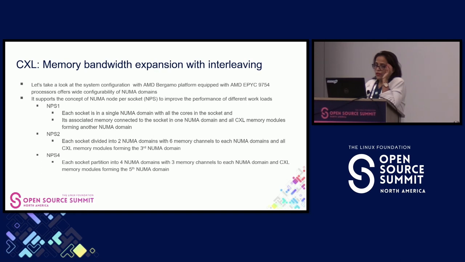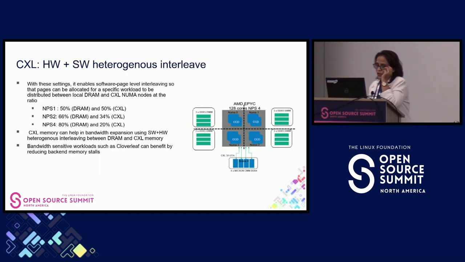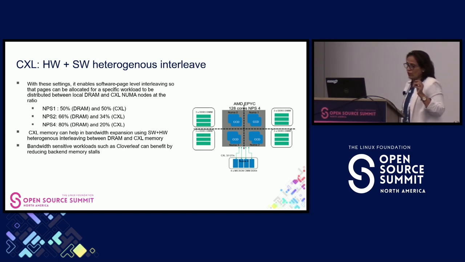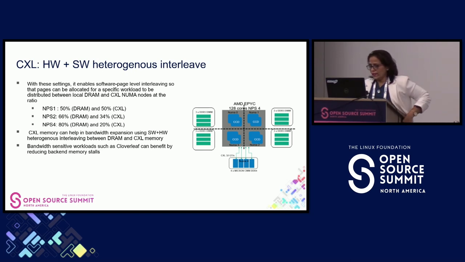And in the case of NPS 4 configuration, the socket is partitioned into 4 NUMA nodes, with each domain getting 3 memory channels, and a 5th NUMA node is created for the CXL memory module. So this is how the configuration can look: 4 NUMA nodes, each with 3 memory channels, and then a 5th NUMA node corresponding to the CXL memory module.